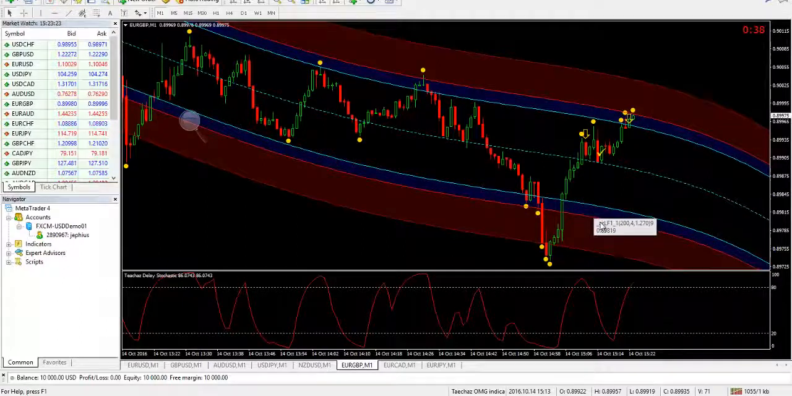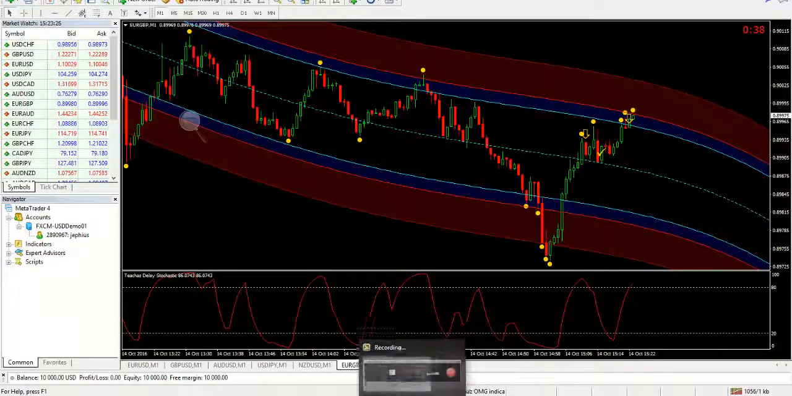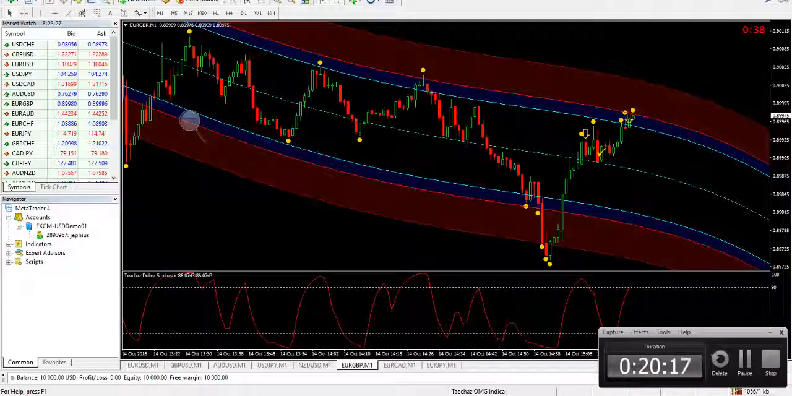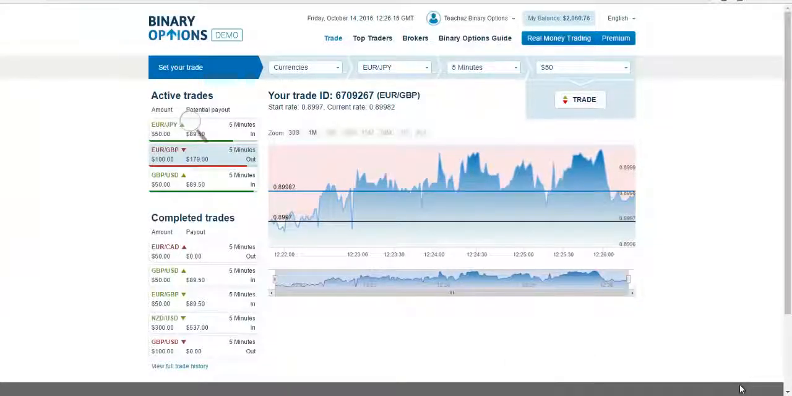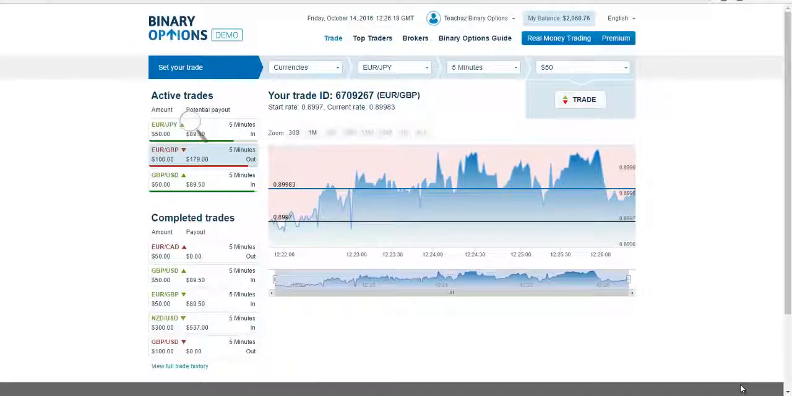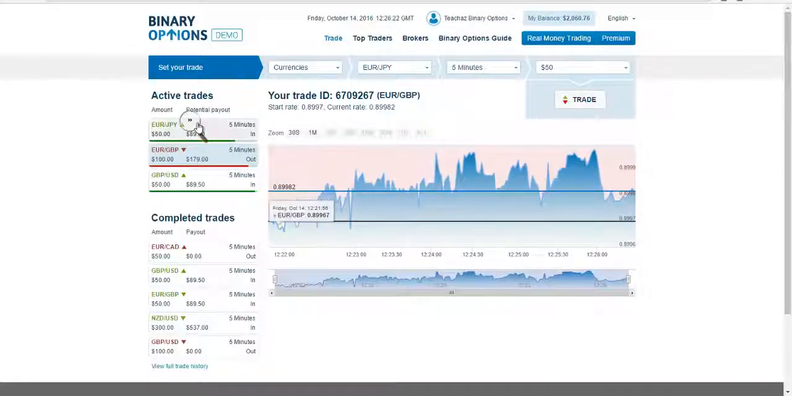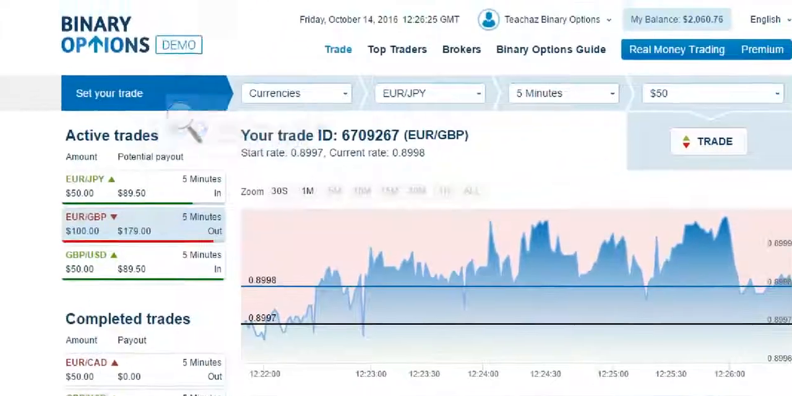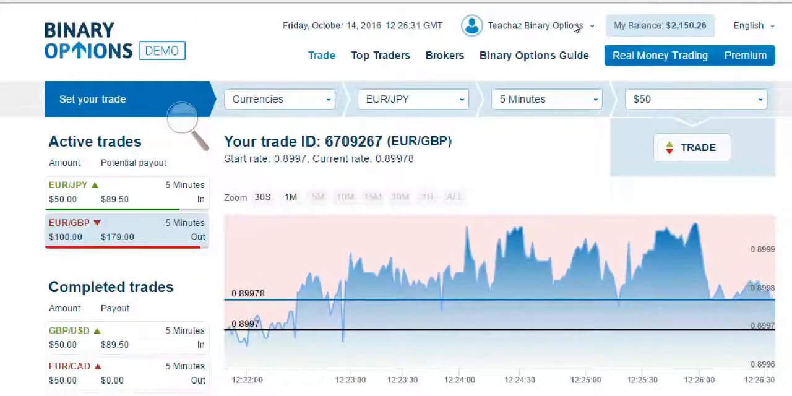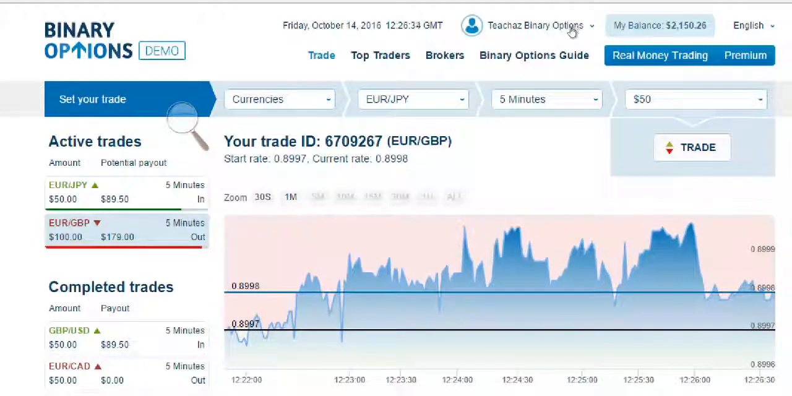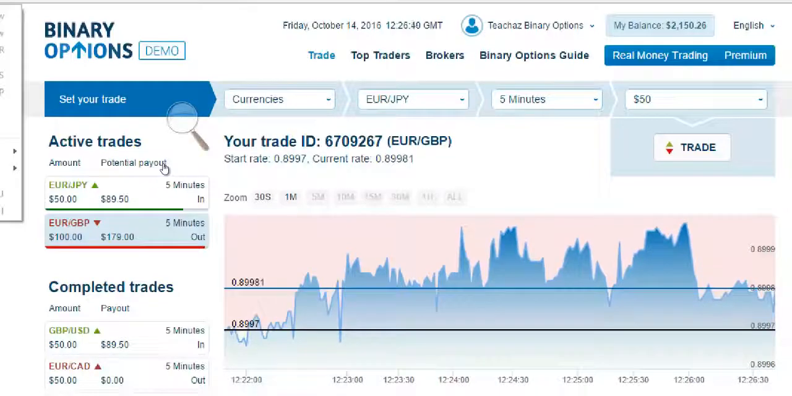So since I want to make this video very short, I think it's wise if I pause this video and come back when the trade's about to expire. So let me just pause the video. So we are back, guys, and if you check the trades about to expire, you can also check on the right corner that the balance is increased. Now my balance is 2150, and I've lost another trade, this one, which is a $100 trade. Looks like a losing trade to me.